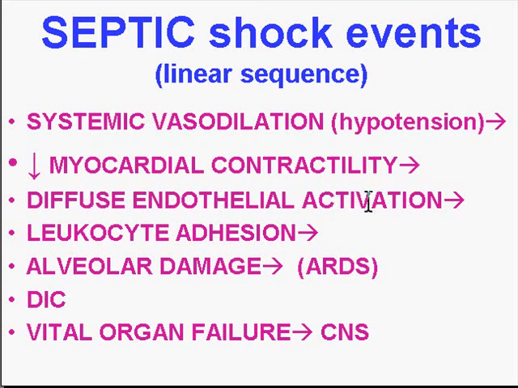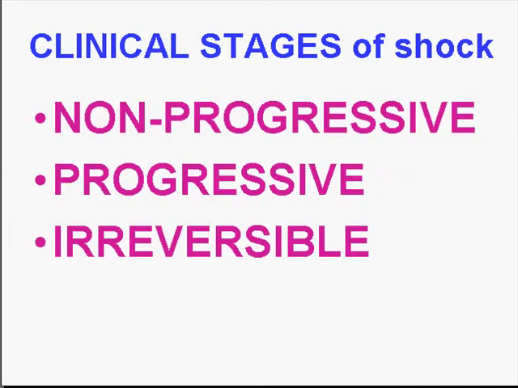You then have Dr. Jekyll becoming Mr. Hyde, and now you have all kinds of reasons for the beginning of coagulation and inflammation, like leukocyte adhesion to the endothelium, alveolar damage in the lungs if we're talking about the blood vessels of the lungs, DIC, ultimately multiple vital organ failure, the last of which is usually the central nervous system, and I think you know what happens after that.